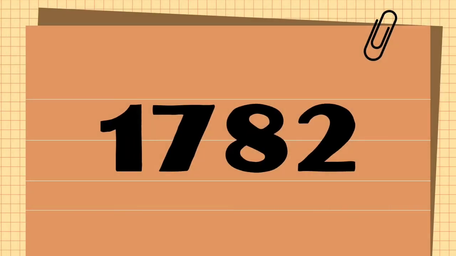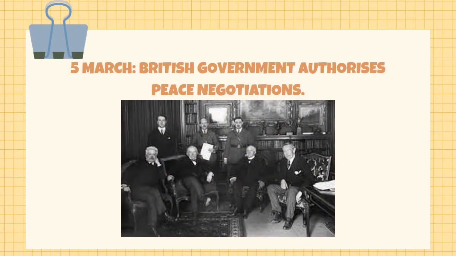And now we will move forward to the year 1782. On March 5, British government authorizes peace negotiations. On March 5, 1782, 12 years after the Boston Massacre, Britain entered into peace negotiations with the French and Americans. In the resulting Peace of Paris in 1783, Britain recognized U.S. independence and agreed to cease hostilities and withdraw troops.